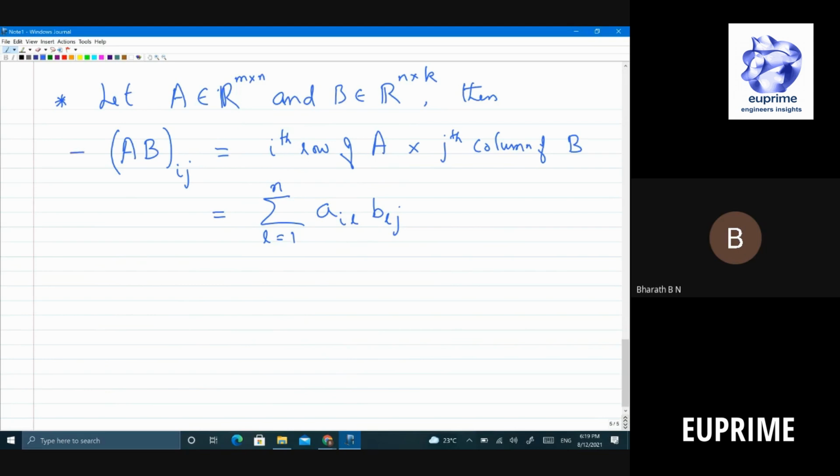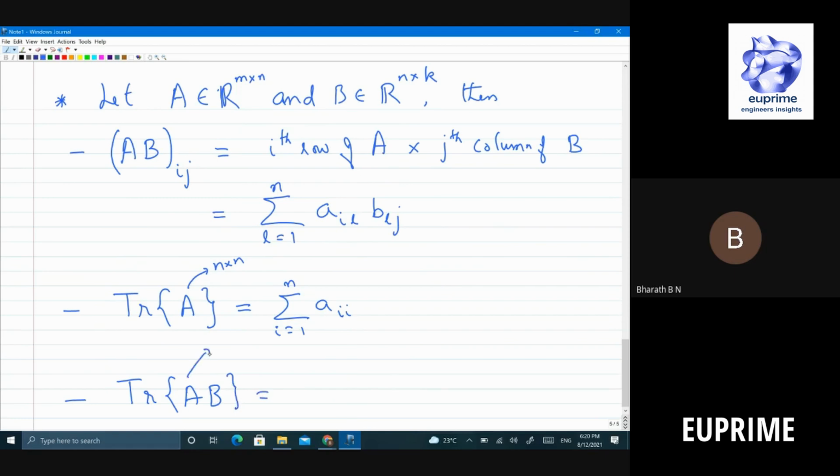Now, what is the trace of a matrix A? It is the sum of the diagonals. Of course, this should be n cross n, otherwise trace is undefined. So it is the summation over i from 1 to n of A_ii. I look at the diagonal entries and add them. Now let's look at the trace of AB. AB should be a square matrix, otherwise trace is undefined. So A could be m cross n and B could be n cross m. Then the resulting matrix will be m cross m, so you have the trace.